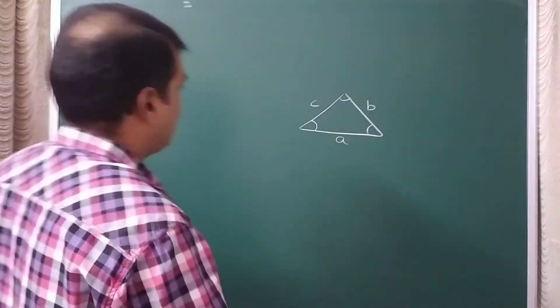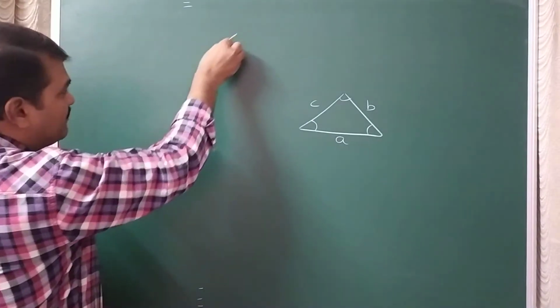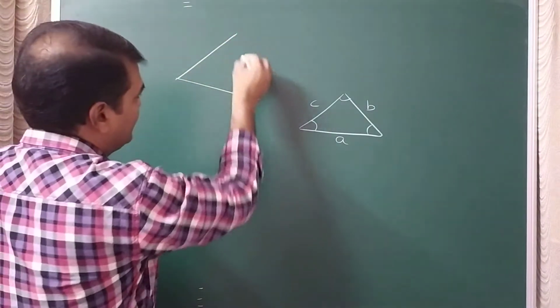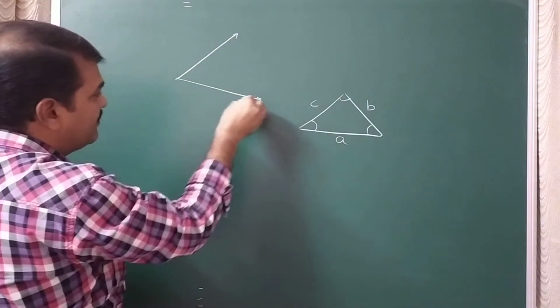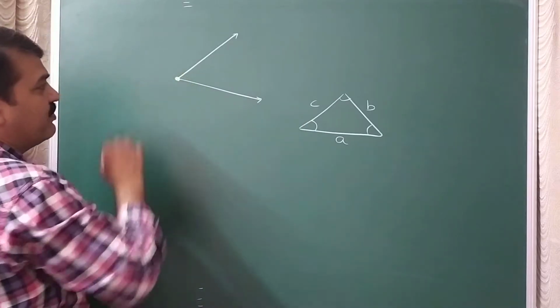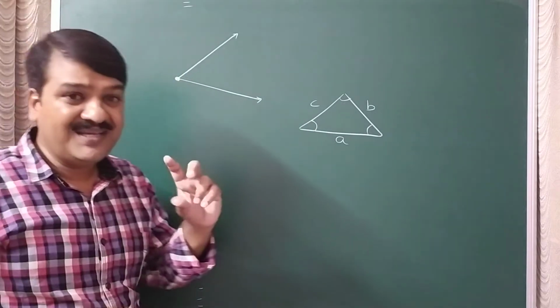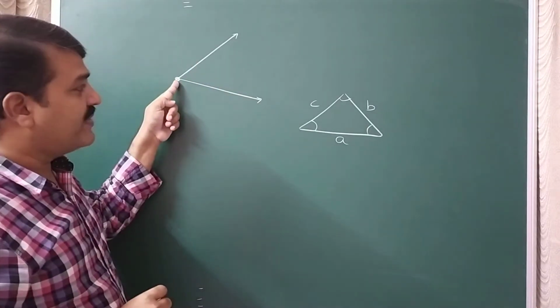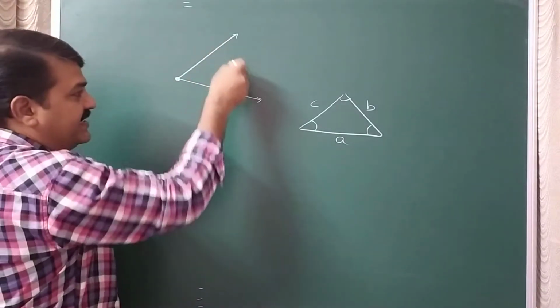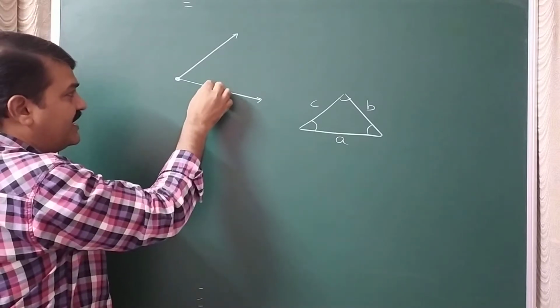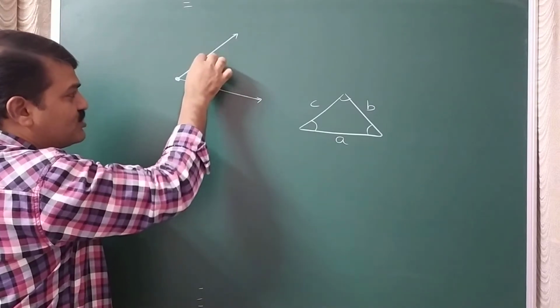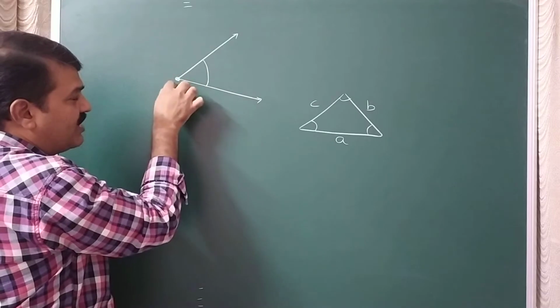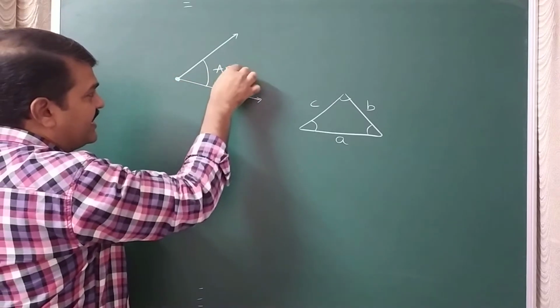What is an angle? Angle is actually the union of two rays with a common end point, or the inclination of two rays with a common end point. So this is the common end point. We have taken two rays. The inclination between these two rays with a common end point is taken as the angle.